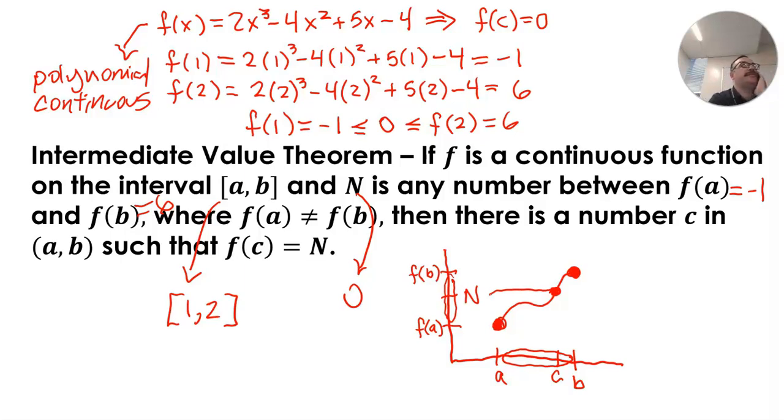Yes, sir? So we identified that it was a polynomial. It was automatically continuous. Mm-hmm. Talking about is for f of 1 and f of 2. Right. We got negative 1 and 6. And this question is asking for the 0 specifically. Yeah. So it says show that 0. And so we plugged in f of 1 is equal to negative 1, and f of 2 is 6, so we show that 0 is between them. Right. So then we come to the conclusion that there is a function value that exists such that f of c equals 0.